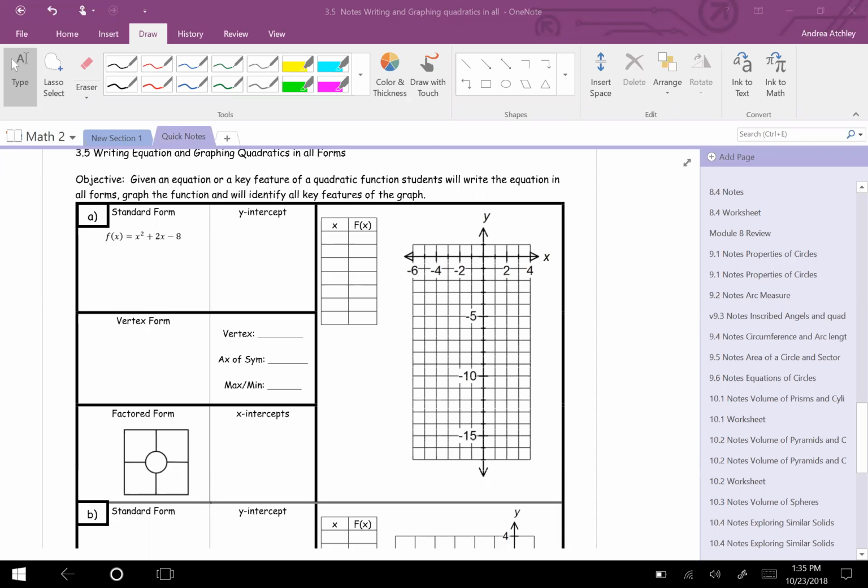About x-intercepts and y-intercepts and vertex, max and min. We're going to put it all together now. And we're going to take this one equation and show you all the different forms it can be in.